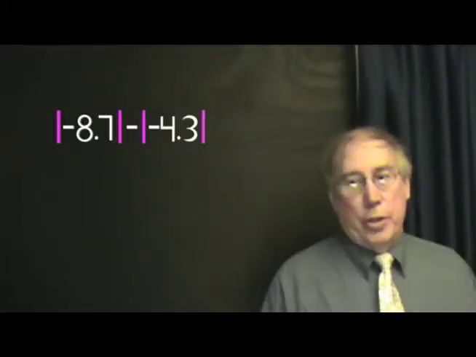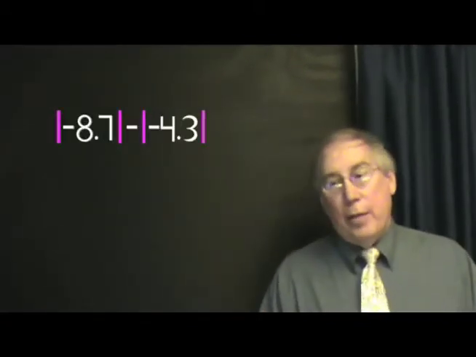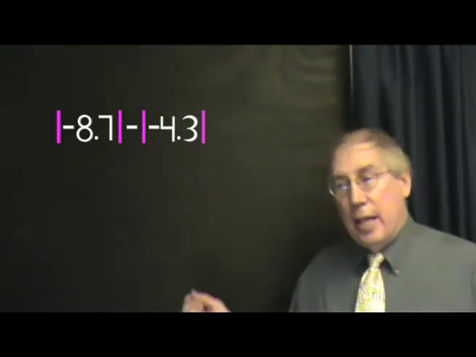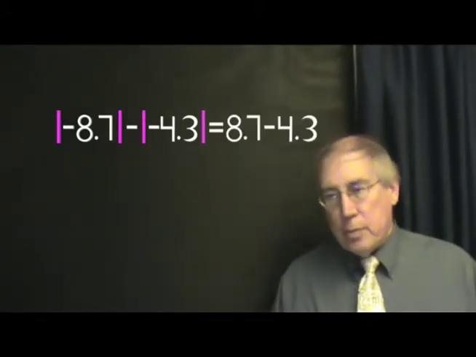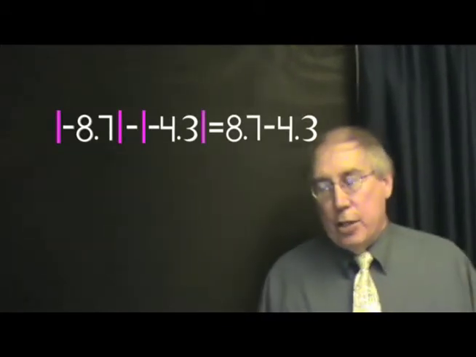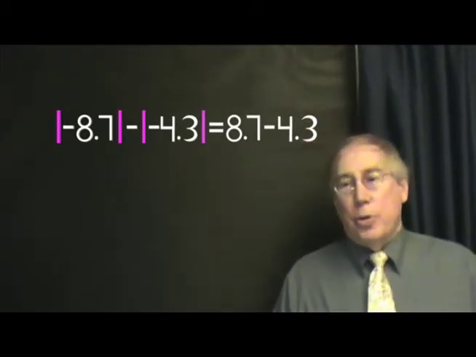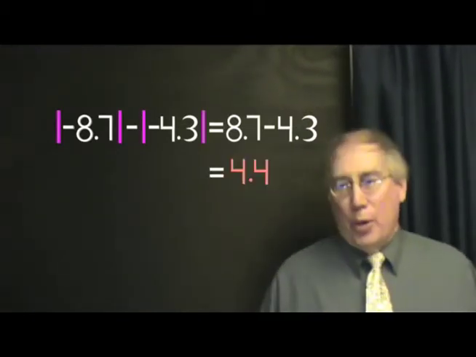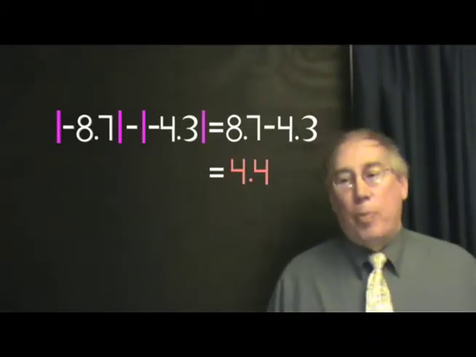Now, how about decimals here? What's the absolute value of negative 8.7? It's 8.7. What's the absolute value of negative 4.3? It's 4.3. Now, just subtract them. Be sure to keep the decimal points lined up, and you'll get 4.4.